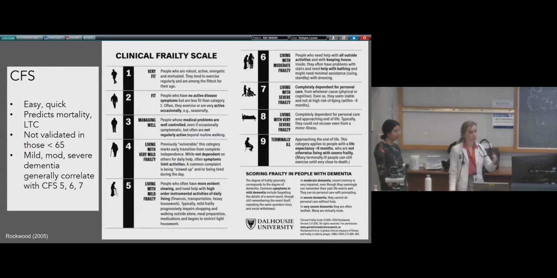It was actually designed to be used by geriatricians, but it's been validated to correlate with mortality and institutionalization, even when used by junior residents and medical students. So it predicts mortality and long-term care, but we can't use it in those less than 65. We could, but it's not validated. And what's nice about the clinical frailty scale is that the CFS 5, 6, and 7 actually correlate with mild dementia, moderate dementia, and severe dementia. So mild frailty, if you had mild dementia, you would kind of be in that category.